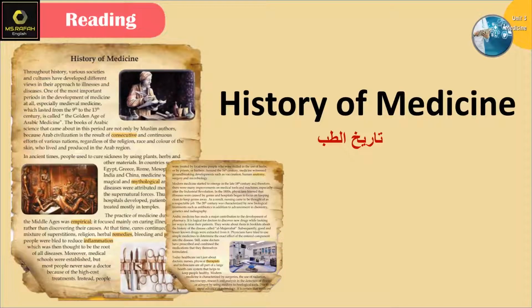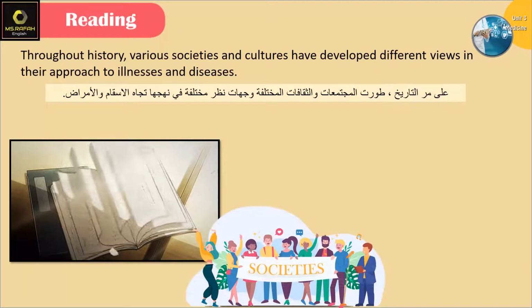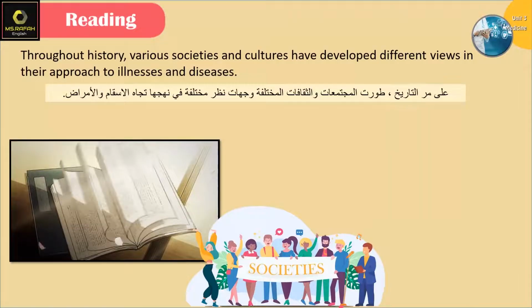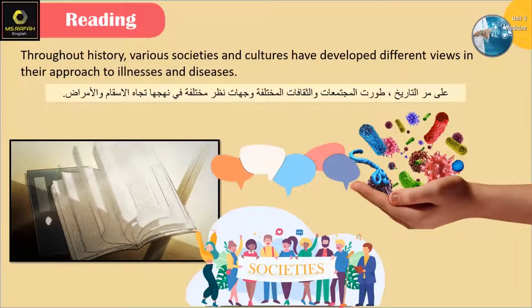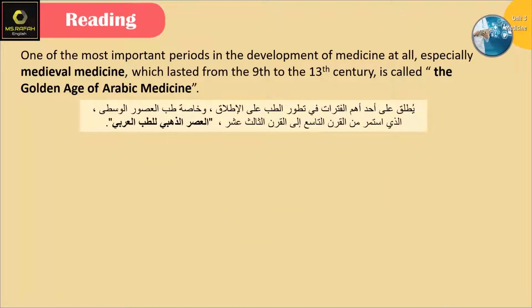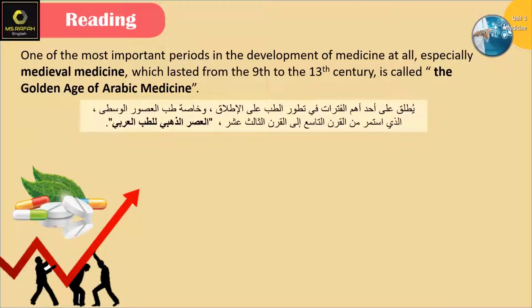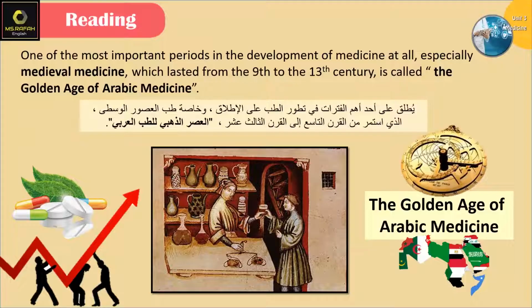History of medicine. Let's start. Throughout history, various societies and cultures have developed different views in their approach to illnesses and diseases. One of the most important periods in the development of medicine, especially medieval medicine, which lasted from the 9th to the 13th century, is called the Golden Age of Arabic medicine.